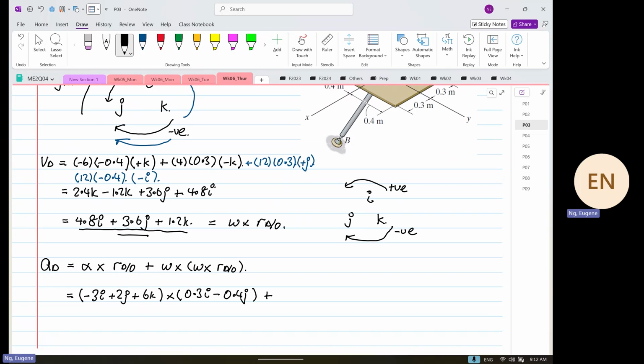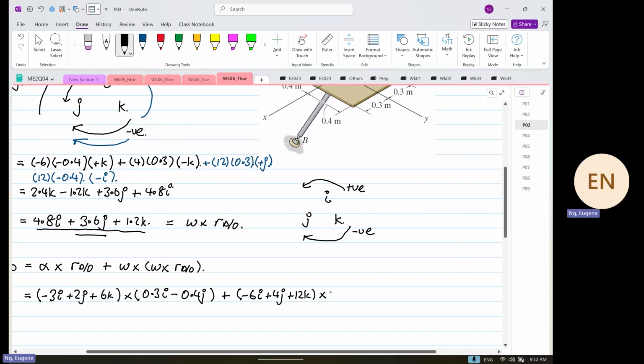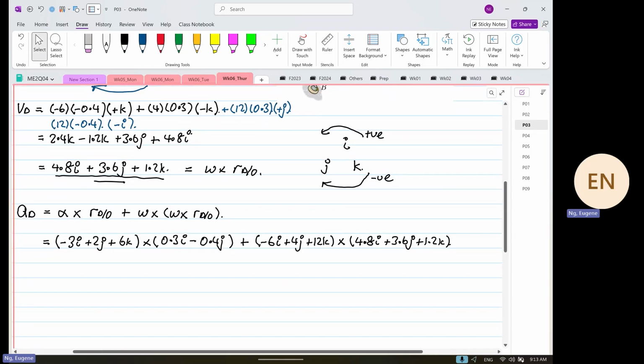Then plus, we have our omega minus 6i plus 4j plus 12k. Then cross, we can directly cross 4.8i plus 3.6j plus 1.2k. Okay. So I'm going to use the same diagram.